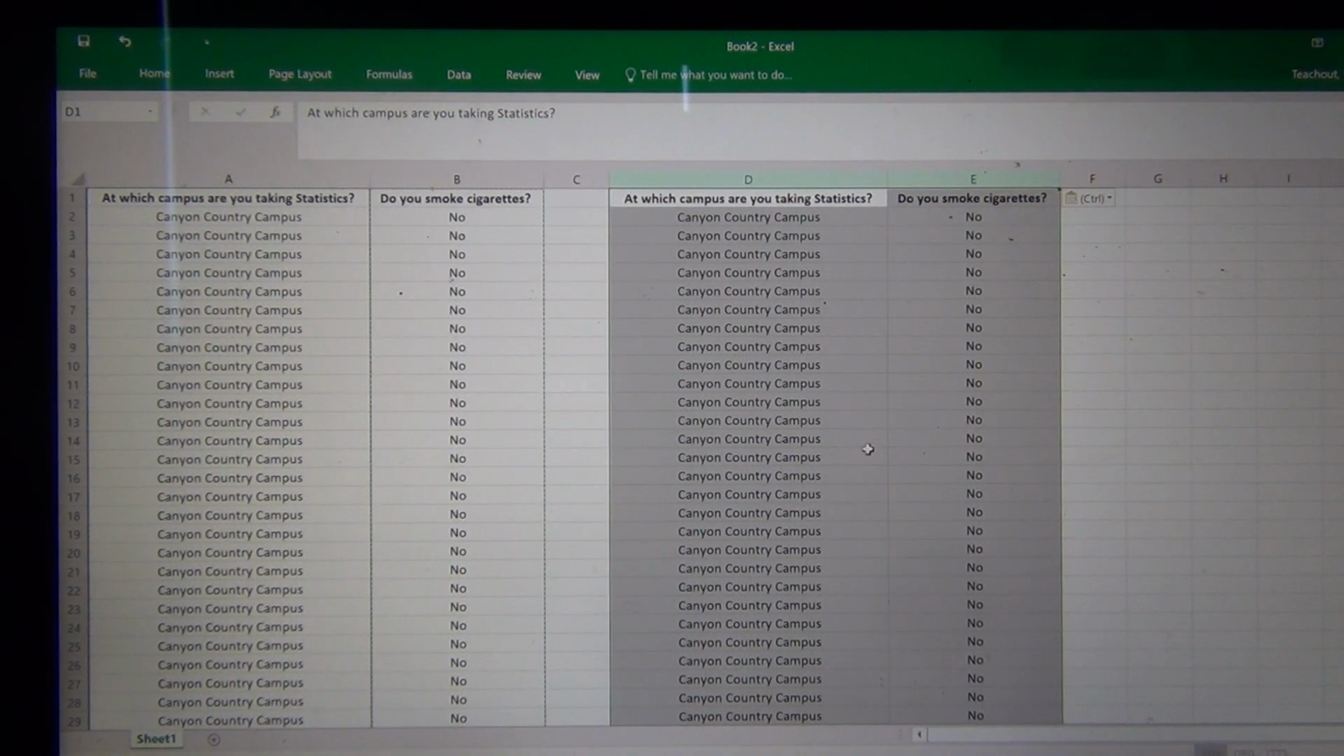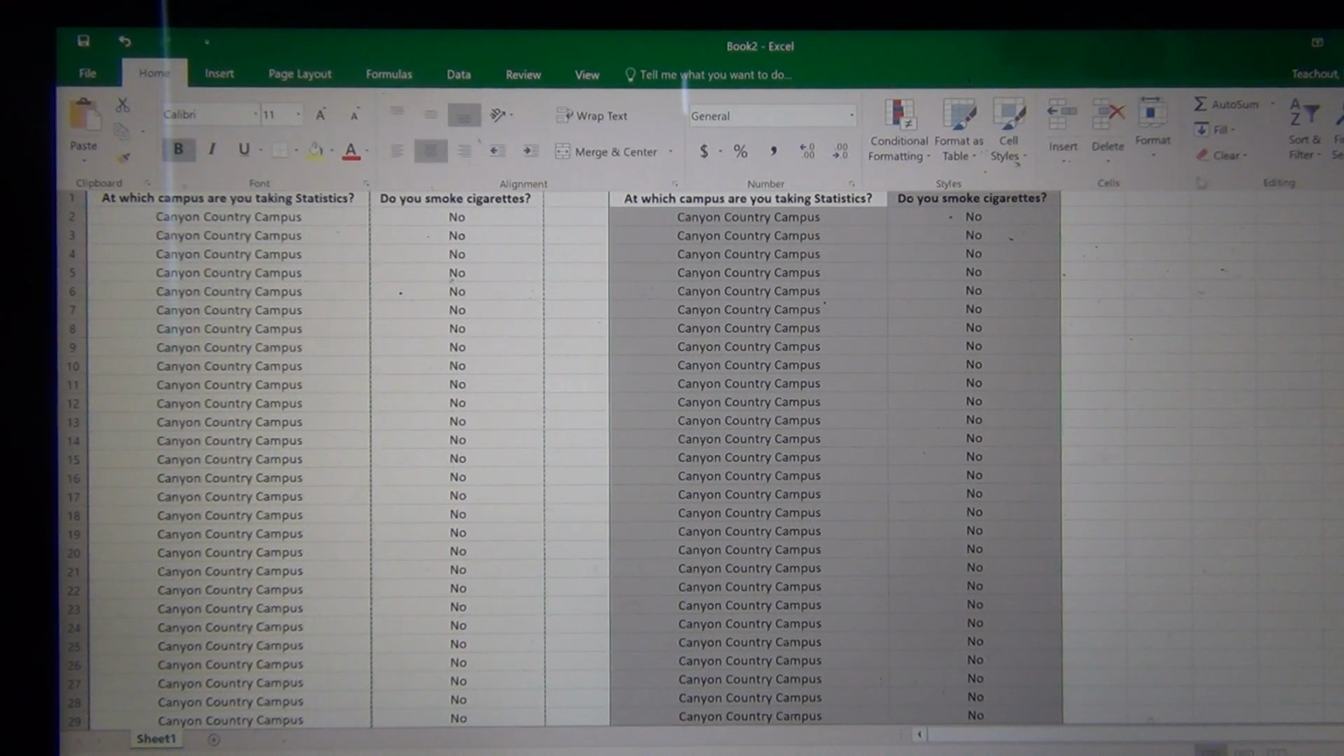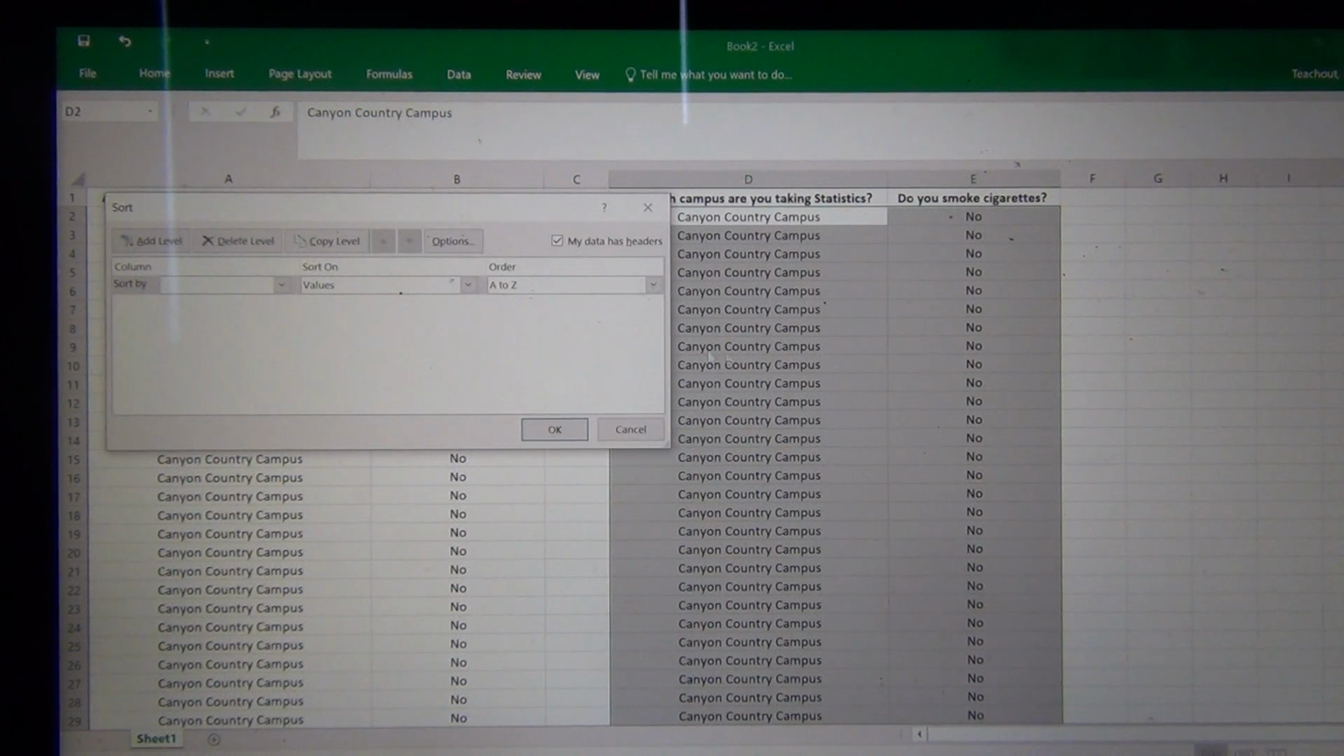All right, so now what I want to do is sort this. What I want to do is what we call a custom sort. So if I go to Home on Excel and look under Sort and Filter, which is right here on the side, I'm going to click Custom Sort. Now, you have to have both columns highlighted to do a custom sort. Also, notice my data did have titles, so my data has headers, so I left that checked.